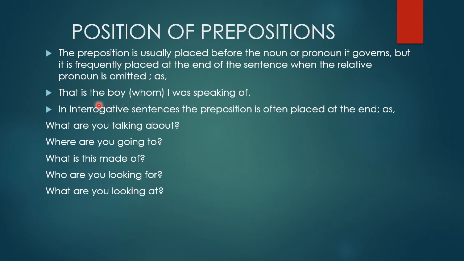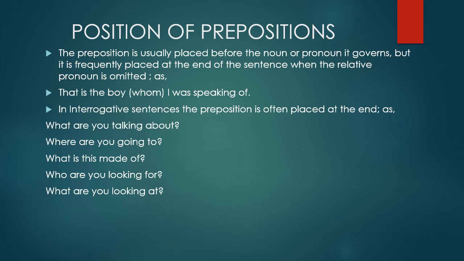Okay. In interrogative sentences, the preposition is often placed at the end. For example, what are you talking about? Here about is the preposition. Where are you going to? This is preposition, going to. Next, what is this made of? Made of, preposition. Who are you looking for? Looking for, the word for here is preposition. What are you looking at? At is here preposition.